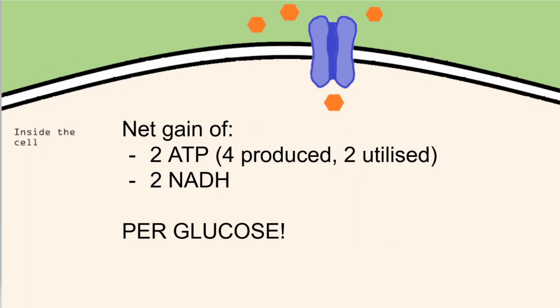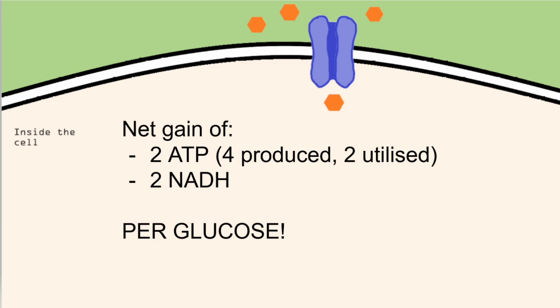So finally, we are done with glycolysis. We have gained 2 ATPs because we've produced 4 and utilized 2, and also gained 2 NADHs, and this is all per glucose. So for 1 molecule of glucose, we've gained 2 ATPs and 2 NADHs.